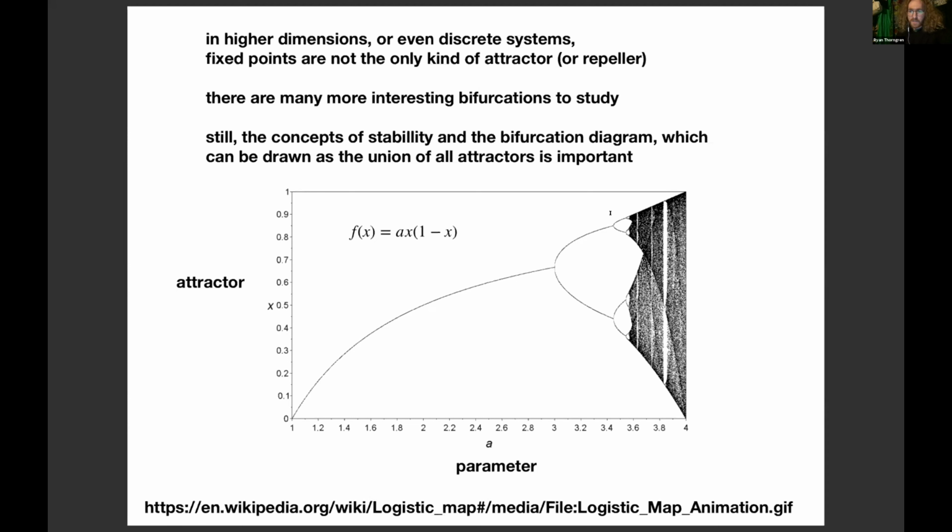And then we have more complicated bifurcations. That's called a period doubling bifurcation. Then we have further period doubling bifurcations, and we have a whole mess of them, right? And eventually we have chaos. I'm sure we'll talk about that.